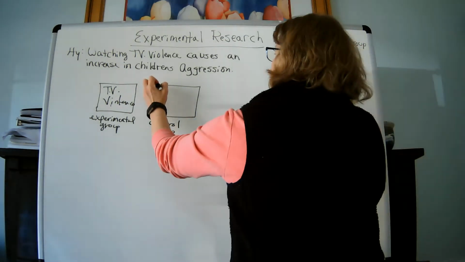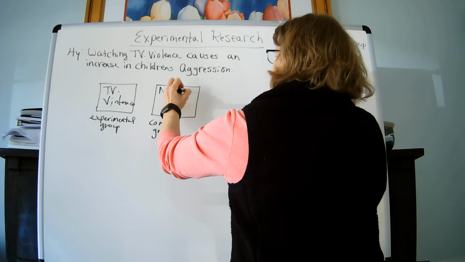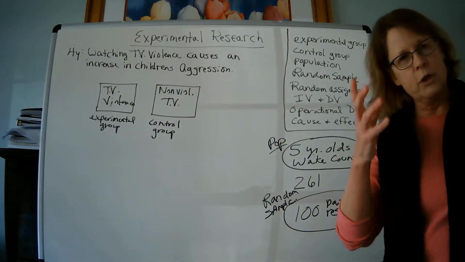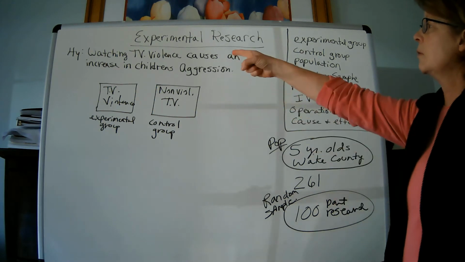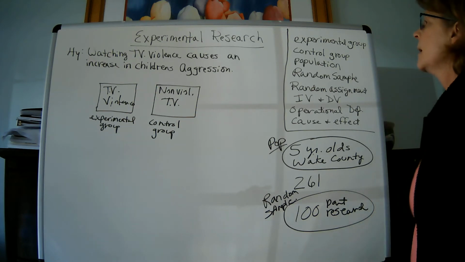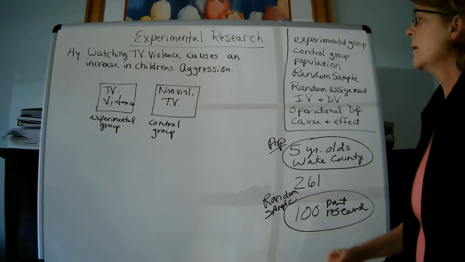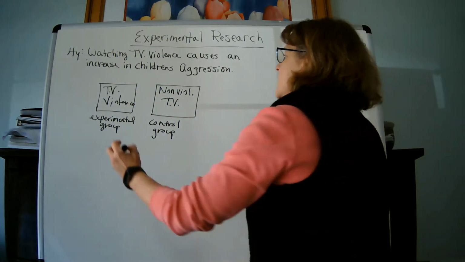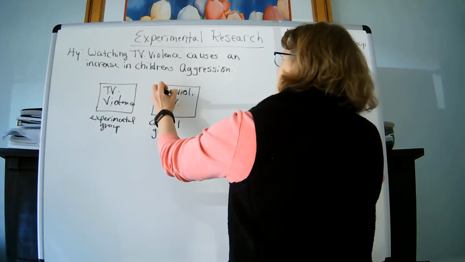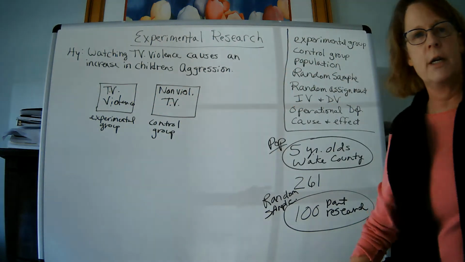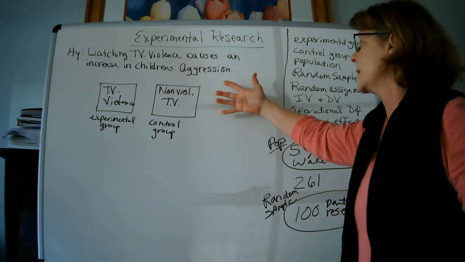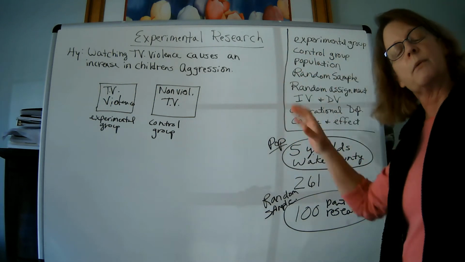So they're going to watch non-violent TV. So whenever you want to figure out which is the experimental group, it is going to be the group that is getting whatever that hypothesis is reporting. So we've got the experimental group of children who are going to be watching TV violence, and then the control group is going to be watching TV that doesn't have any violence. You could also have more control groups where they maybe do an art project or do something else, but we're going to keep it simple.